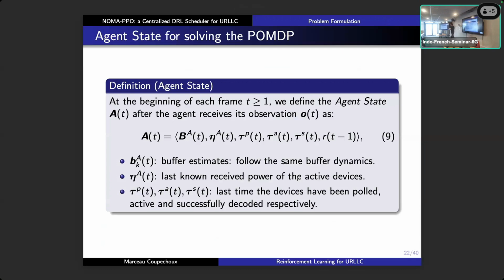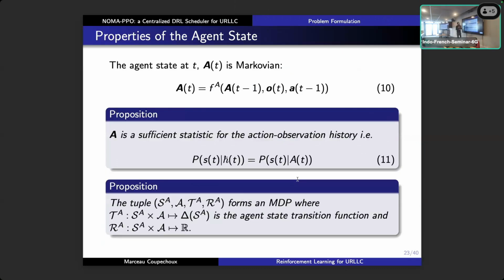So we take this agent state and we show that it is Markovian first, which is interesting for the next proposition. And also, what is important is that it's a sufficient statistic for the action observation history. What does it mean? It means that the probability to be in state S knowing the whole history is exactly the probability to be in state S knowing the agent state. And of course, the dimension of the agent state is much smaller.